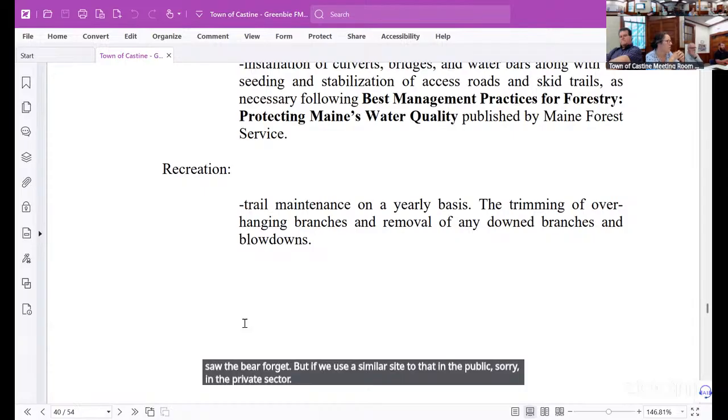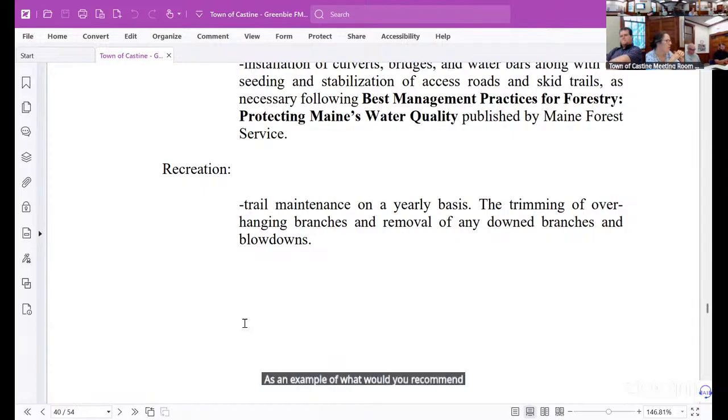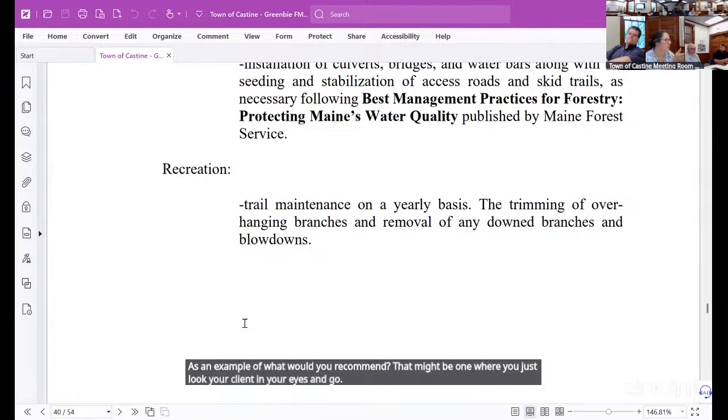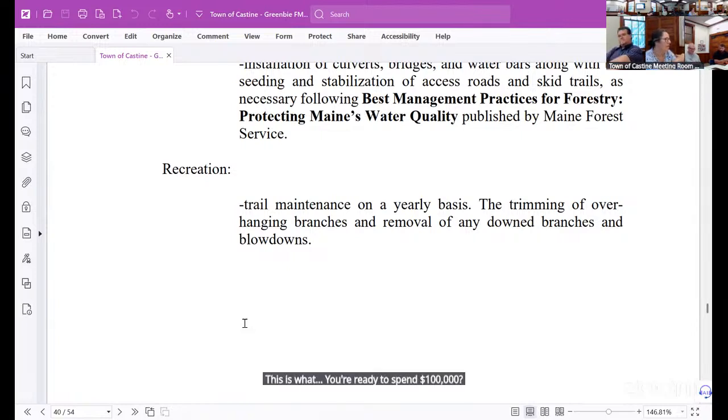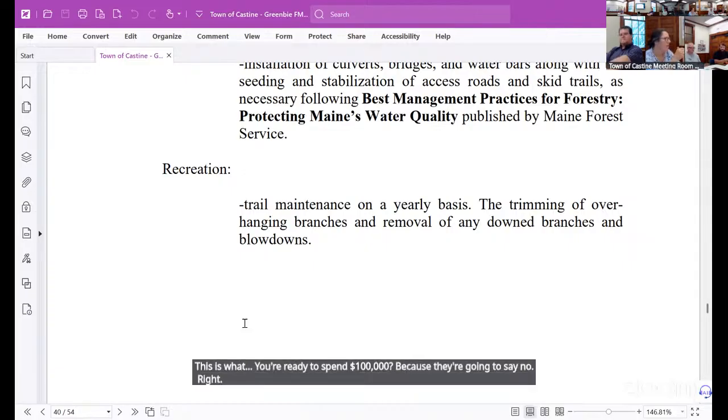As an example of what you would recommend, that might be one where you just look your client in the eyes and go, are you ready to spend $100,000? Because they're gonna say no. Right, okay, then this is what you can start to do at a low cost level that is functional, hold the line.